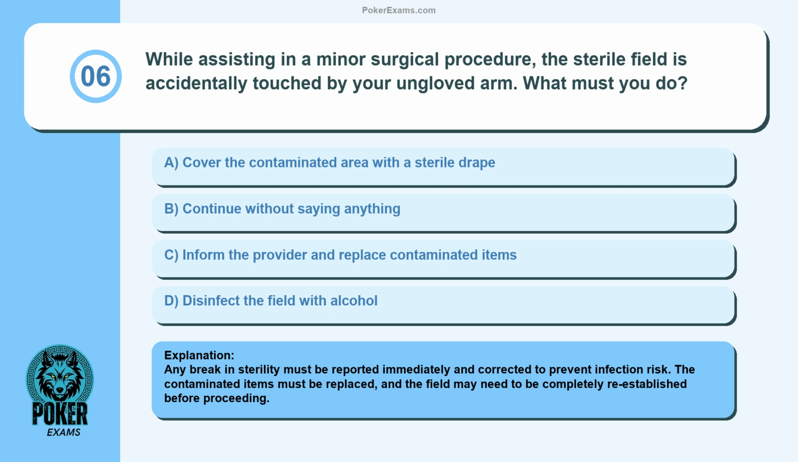Any break in sterility must be reported immediately and corrected to prevent infection risk. The contaminated items must be replaced, and the field may need to be completely re-established before proceeding.